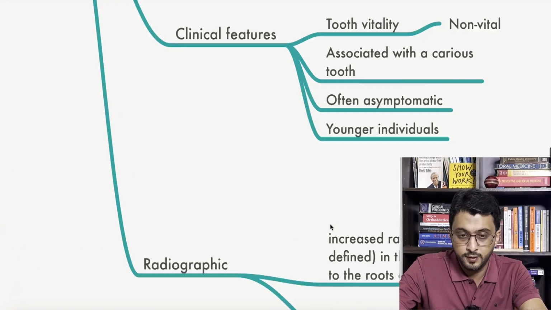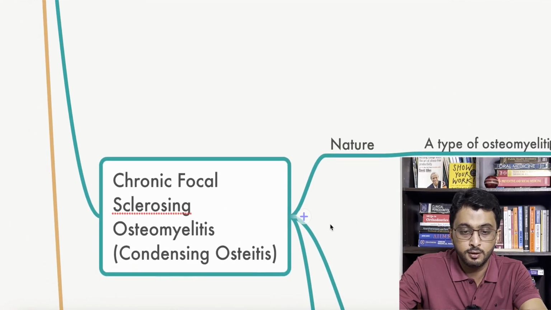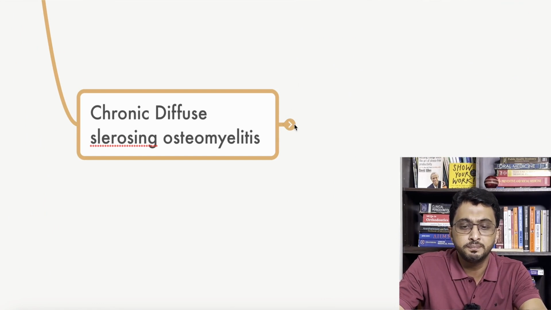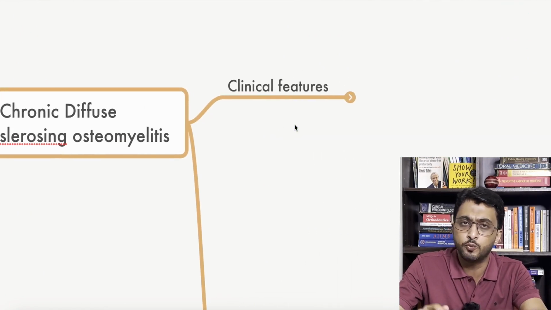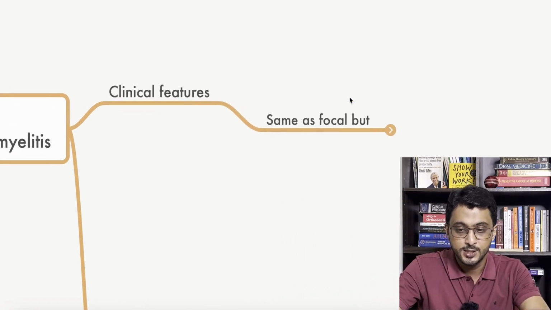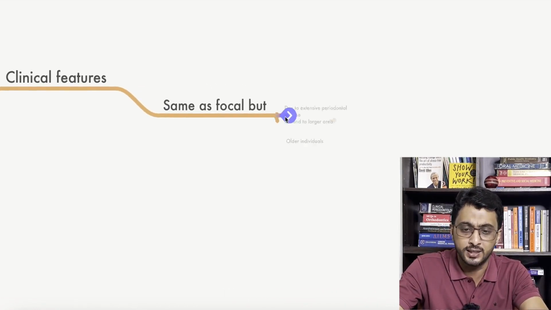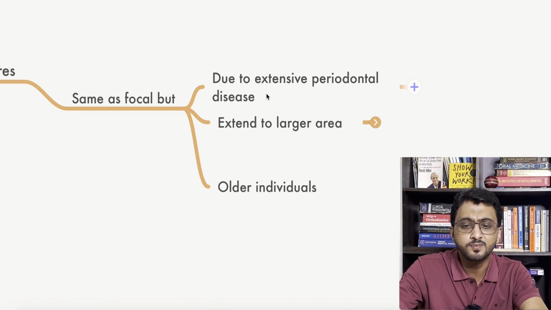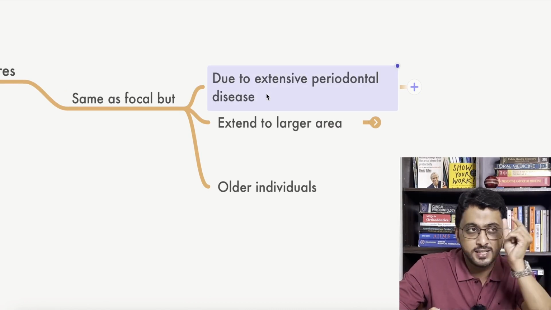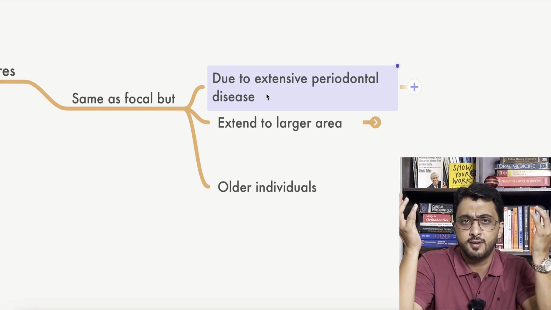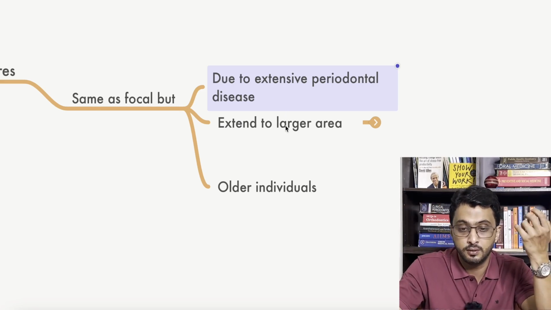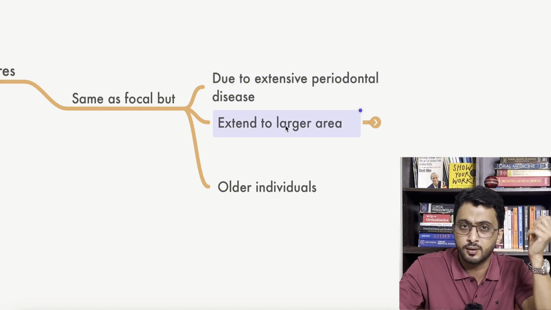Okay. Now, that was about focal sclerosing. If you come to diffuse sclerosing, again it's an osteomyelitis. So one is focal, the other is diffuse. That's the only difference. So basically it's the same as focal, but in the first one the cause was majorly caries, very limited. Periodontitis is very extensive, so the lesion is also extensive. So basically it's due to periodontal origin.